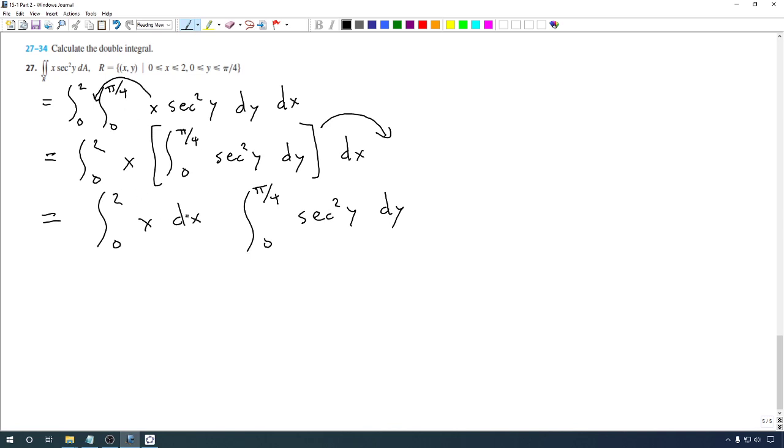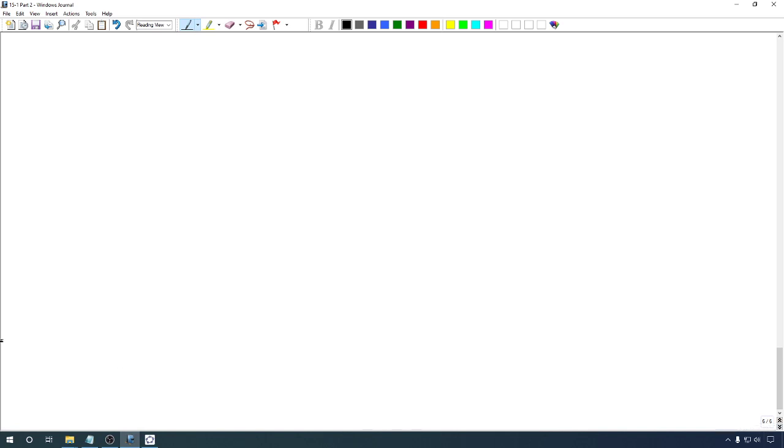In essence, what we've done here is we were able to split up our integral into a product of two integrals. This is actually something that we can do in general. We actually have a formula for this. As long as our integrand, the function that we have inside our double integral, is just the product of a function of x with a function of y, then we can get this formula.